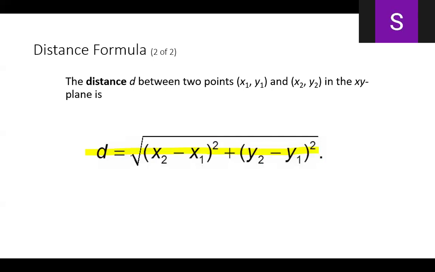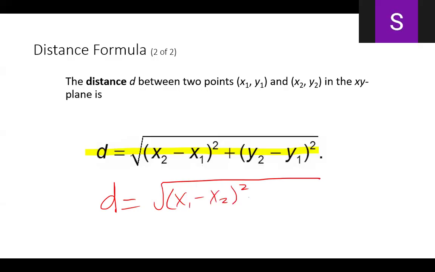Okay. So when you're given 2 points, you can find their distance, or if you're given the distance and 1 point, you can find the missing point. Does that make sense? So we have D equals the square root of x2 minus x1 squared plus y2 minus y1 squared. Just to be very clear, in some places they may write it as D equals the square root of x1 minus x2 squared plus y1 minus y2 squared.